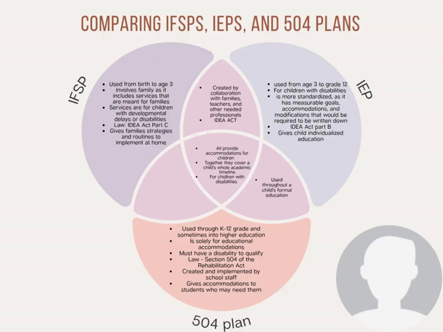And then they all have in common, they all provide accommodations for children who need it. Together, they cover a child's whole academic timeline, so from birth to even college level. And then they're all for children with disabilities or delays. So it's really important, and each of them provides a different thing for those students. Accommodations, individualized education, or family involvement is all really, really great.